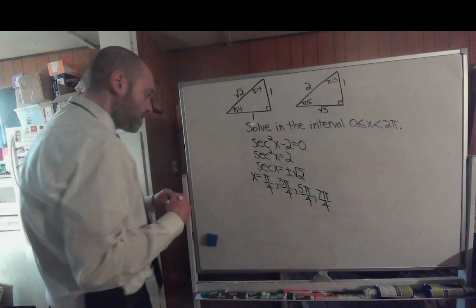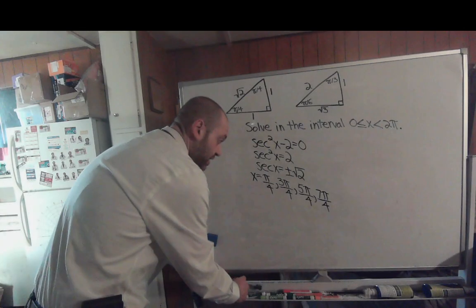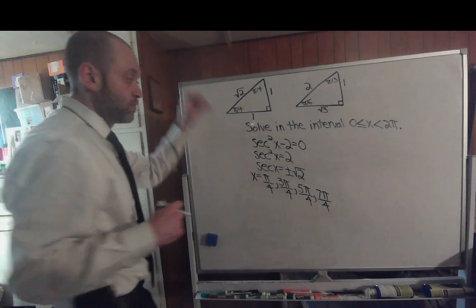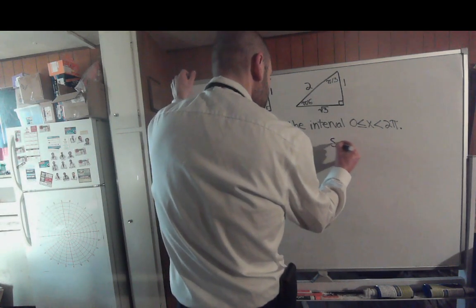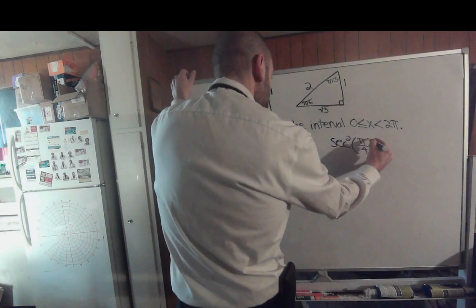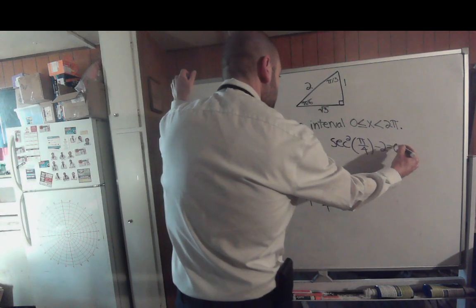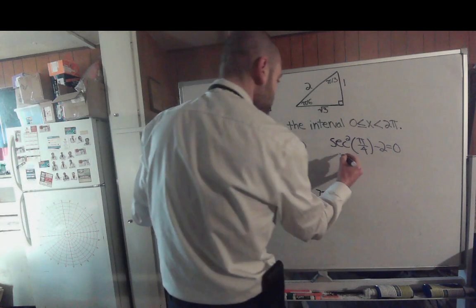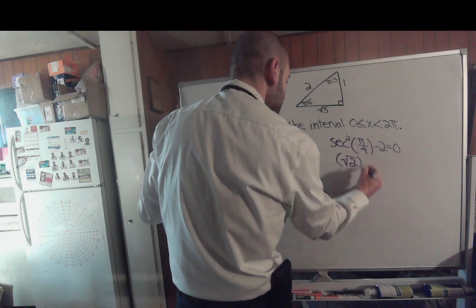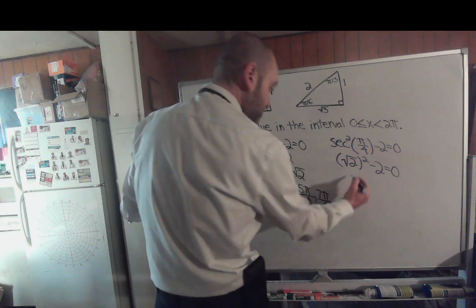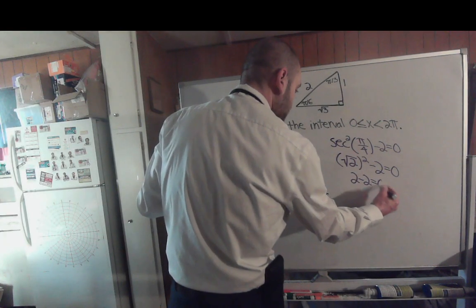Well, okay, let's check for extraneous solutions. Let's see if this holds up. So let's take pi over 4. Take the secant squared of pi over 4 minus 2, set that equal to 0. Alright, so what is the secant of pi over 4? That's the square root of 2. So this would be the square root of 2 raised to the second power minus 2 equals 0, which would give you 2 minus 2 equals 0, and 0 equals 0 is a true statement.